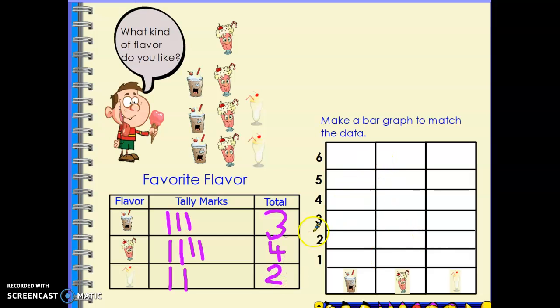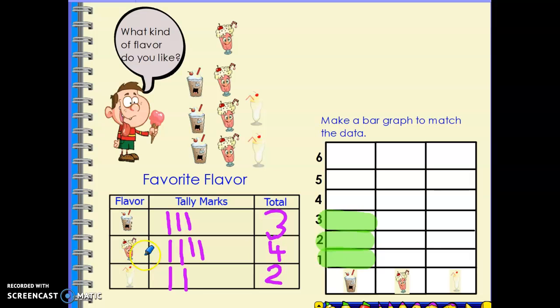So now I'm going to go over here. I am going to make a bar graph to match my data. So let's take a look at our chocolate flavor. We have 1, 2, 3. So I will fill it in 1, 2, 3 for the chocolate.